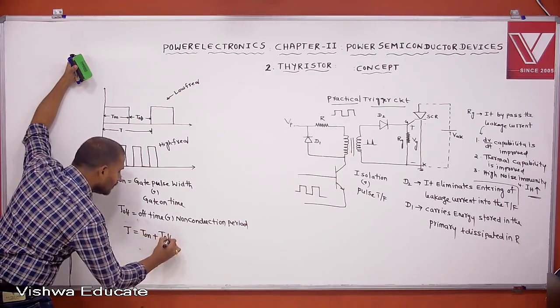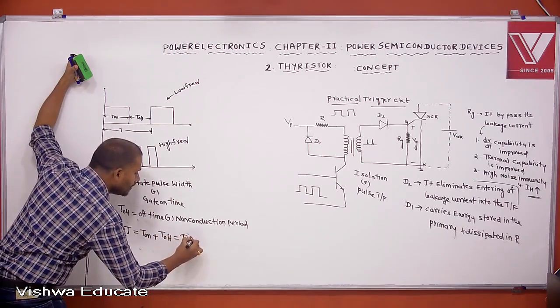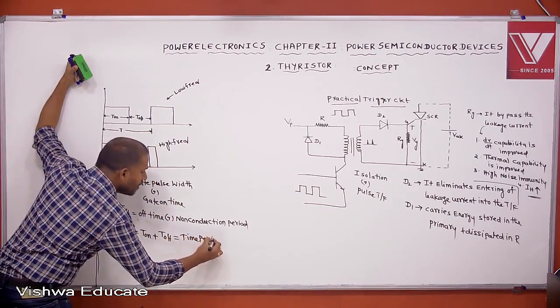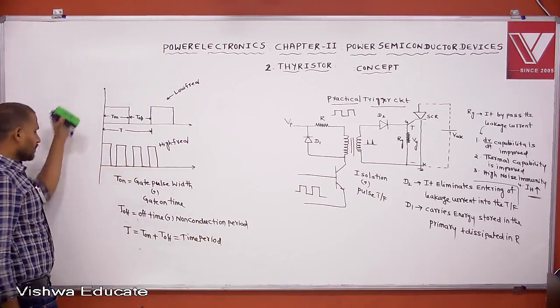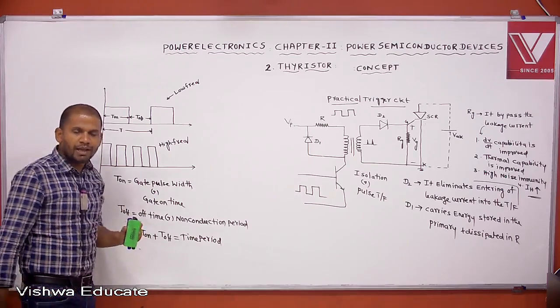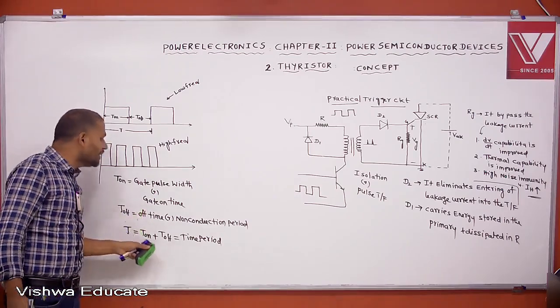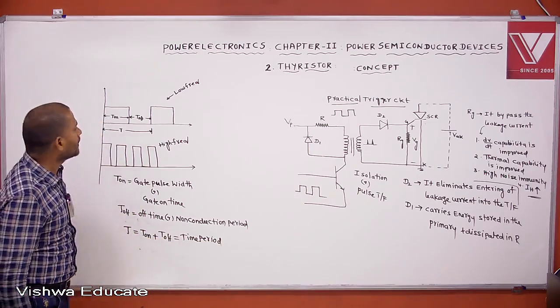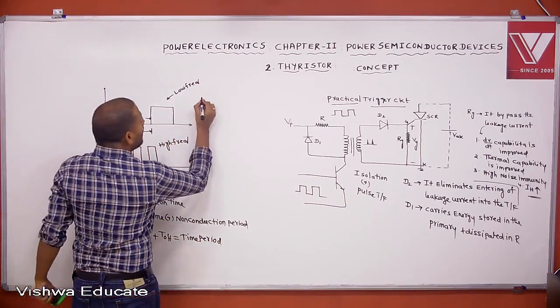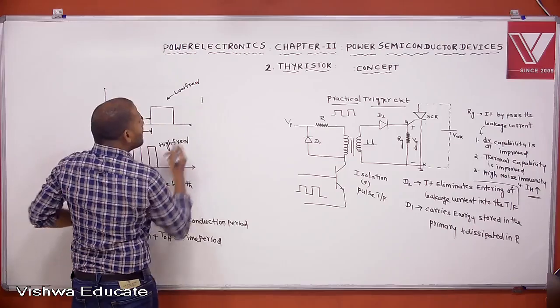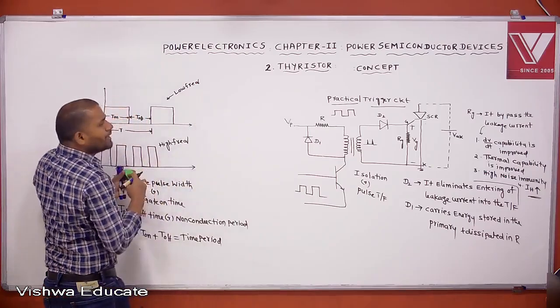This is time period. Concentrate. Pulse width is different, time period is different. Pulse width is nothing but on time. Time period is nothing but on time plus off time. Now, what is the average gate power loss in a pulse triggering?